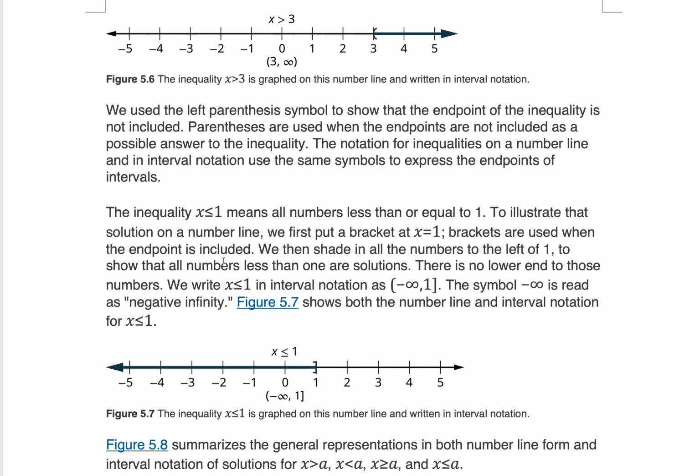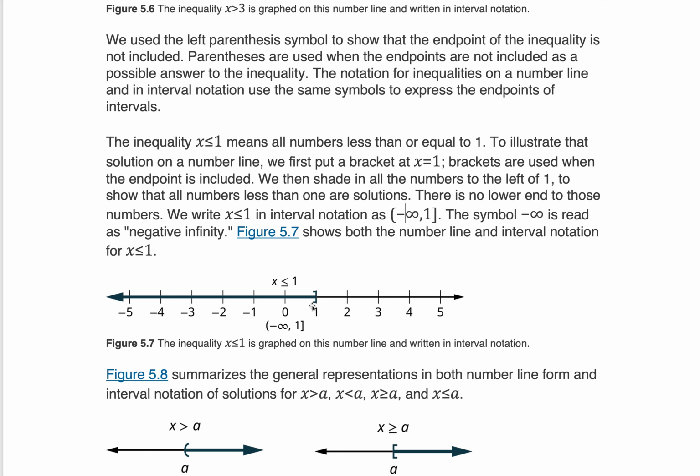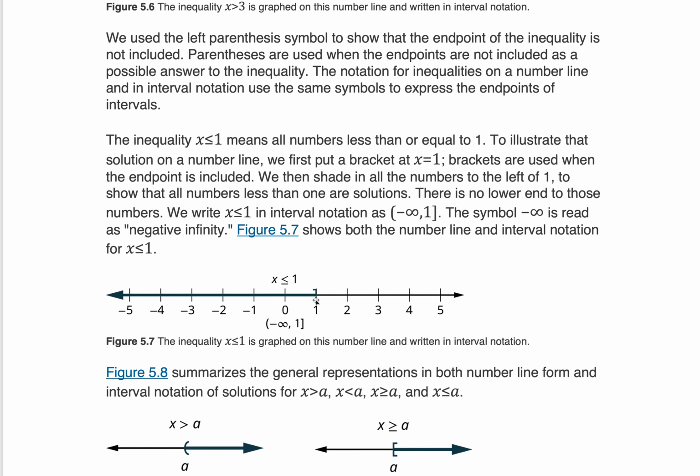Looking at the graph, you see we have all the numbers less than 1. And because 1 is included, this time at the right end of the interval, instead of using the round parenthesis, we have the square bracket there.